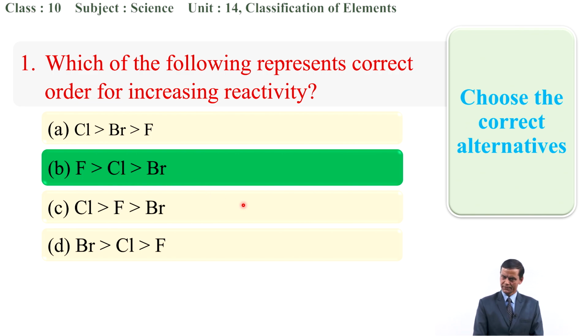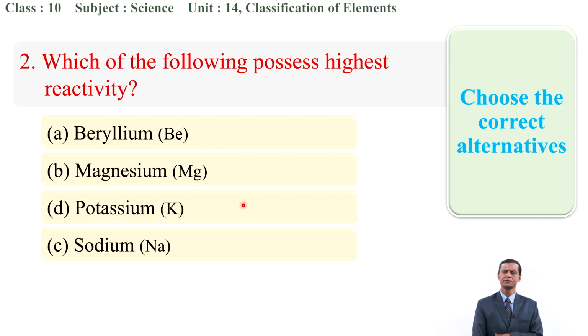Now, let's discuss question number 2. Which of the following possesses highest reactivity? Beryllium, magnesium, potassium and sodium. Try to find the correct answer. Try to find atomic number and valence electrons. First of all, we have to check the valence electrons. Beryllium has 2 valence electrons, only 2 orbits, K and L. Magnesium has 2 valence electrons, K, L, M, 3 orbits are there. Potassium has 4 orbits, K, L, M, N. Sodium has also 3 orbits, isn't it?